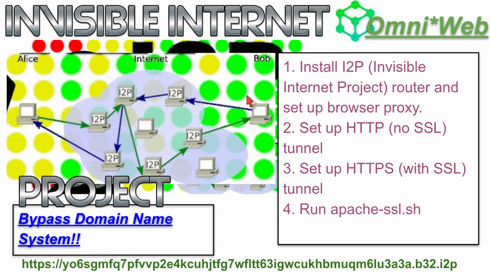In this video, we shall show how you may set up your own globally accessible web server without domain name system in just four simple steps. Step 1, install I2P, Invisible Internet Project, router and set up browser proxy. Step 2, set up HTTP tunnel without SSL. Step 3, set up HTTPS tunnel, with SSL. Step 4, run apache-ssl script to generate SSL key and certificate.